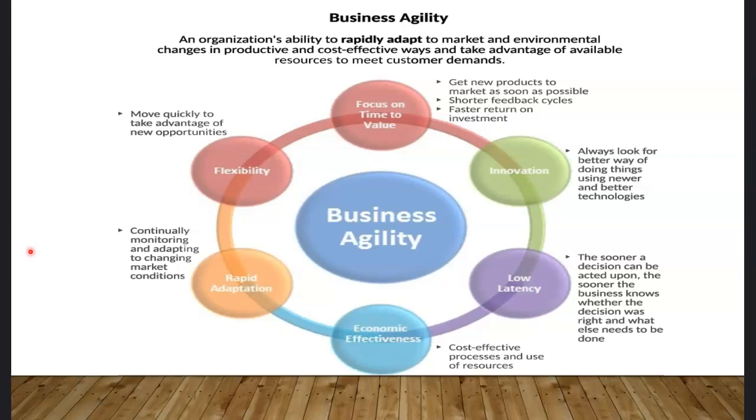Instead, we can rely on the scaling elasticity of the Azure cloud and pay for only what we use. By doing this, we can achieve great economic effectiveness in our IT budget, simplified by using the cloud instead of our own data centers. And the next point would be rapid adaptation.